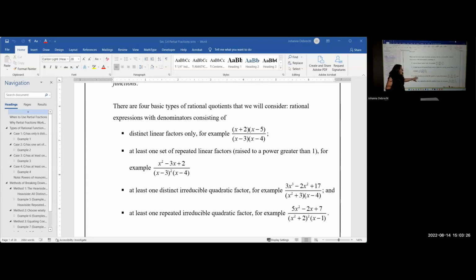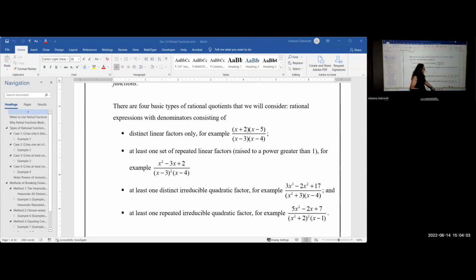Or third type, we have at least one distinct irreducible quadratic factor. In other words, in the denominator of the rational expression, we have a quadratic that does not factor further. Now, it could be something simple like x squared plus 3, or it could be something more complicated like x squared minus 5x plus 15, which doesn't factor any further. So it could be 2 terms, it could be 3 terms, but it doesn't factor anymore. So we call that irreducible, and distinct meaning different from the other factors around it.